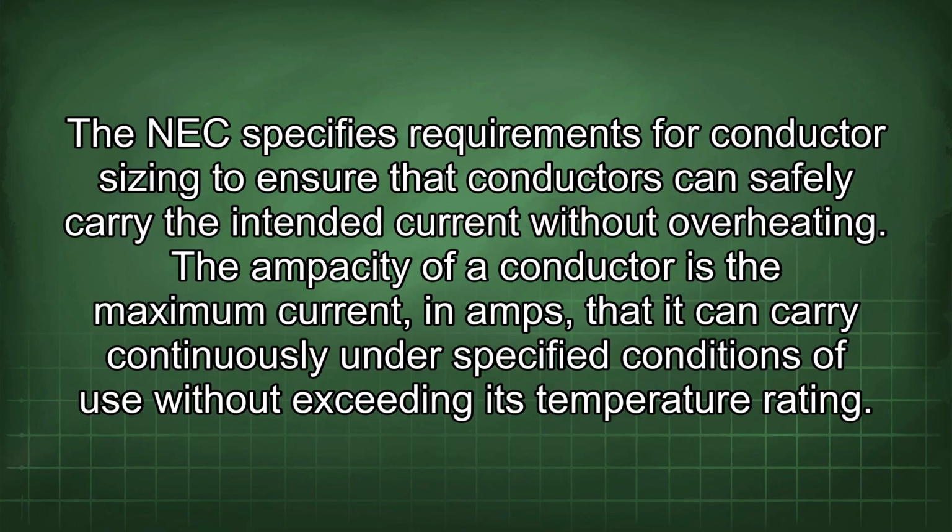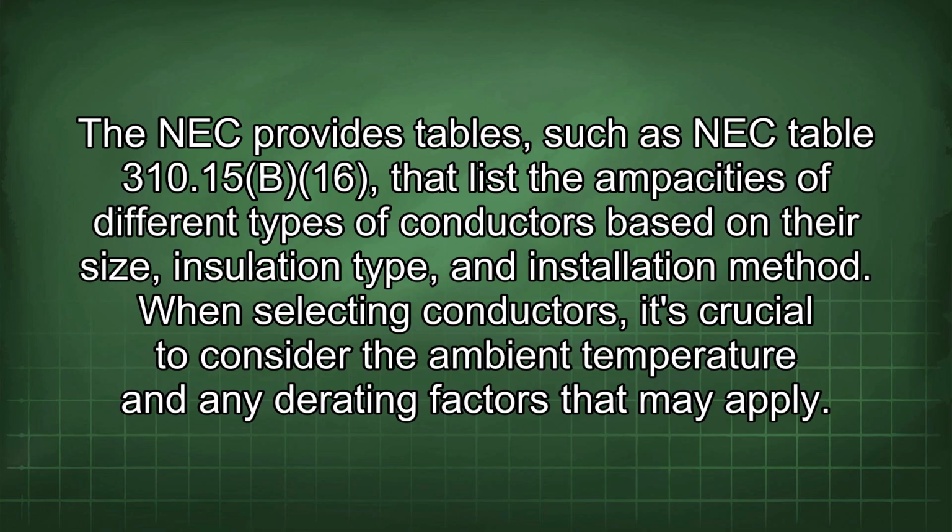The ampacity of a conductor is the maximum current, in amps, that it can carry continuously under specified conditions of use without exceeding its temperature rating. The NEC provides tables such as NEC Table 310.15(B)(16) that list the ampacities of different types of conductors based on their size, insulation type, and installation method. When selecting conductors, it's crucial to consider the ambient temperature and any derating factors that may apply.